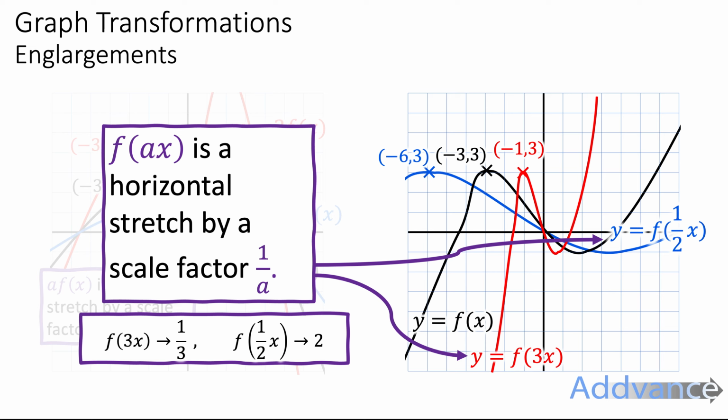You might want to pause the video now and take that in. It is a little bit complicated and it can be a little bit overwhelming. Basically, if we times it by 3, we divide the curve by 3. If we times by half, we times the curve by 2. It's kind of doing the opposite. Okay?